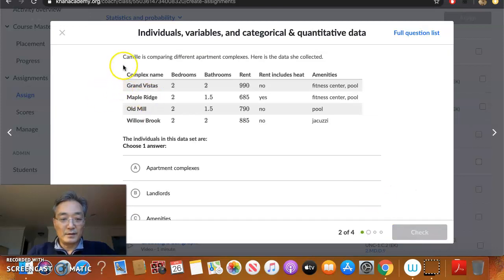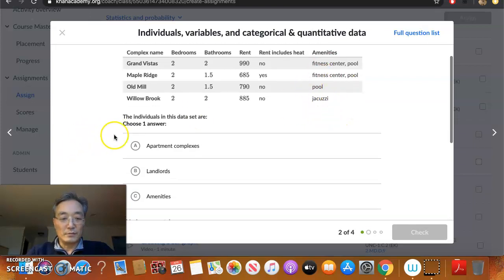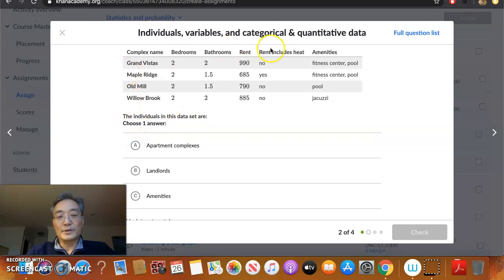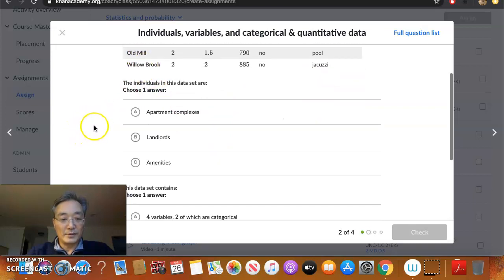Okay, here, Camille is comparing different apartment complexes. Here's the data she collected. So here are the complex names, the bedrooms, number of bathrooms, rent. Does the rent include heat? Yes or no? And then some of the amenities here. So again, first thing, the individual. What is this table dealing with? It's talking about the complexes, the apartment complexes here.